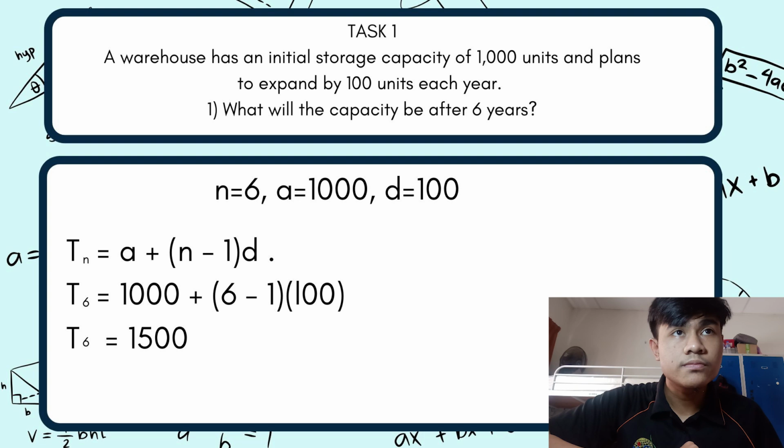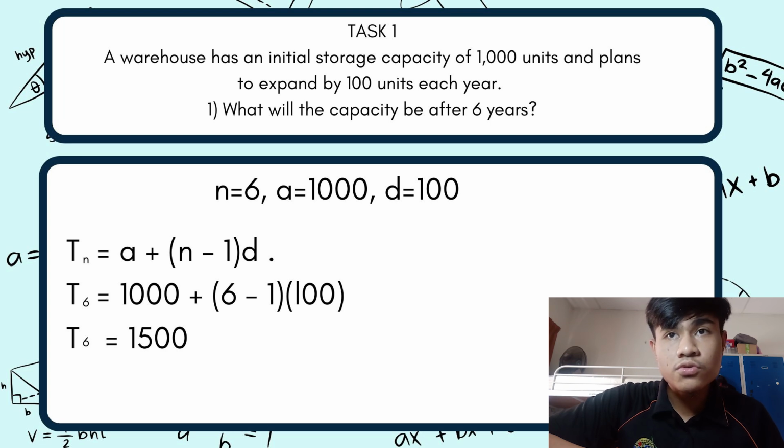So task 1. A warehouse has an initial storage capacity of 1,000 units and plans to expand by 100 units each year. So the question is, what will the capacity be after 6 years? So we get n equal to 6. A is the first term of the capacity, which is 1,000, and D, the common difference, is 100.